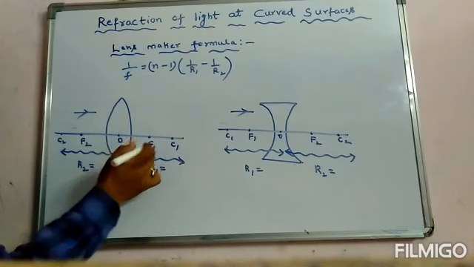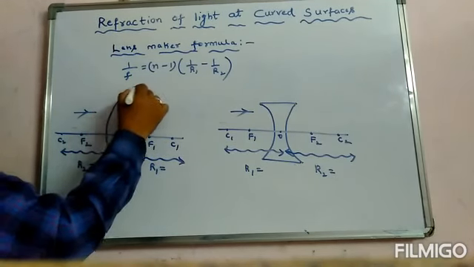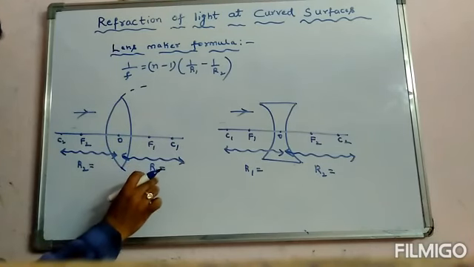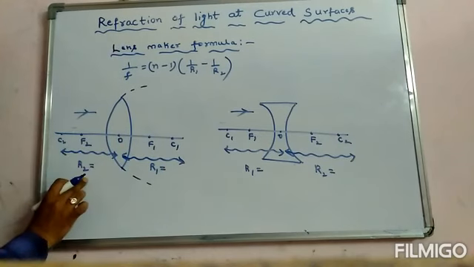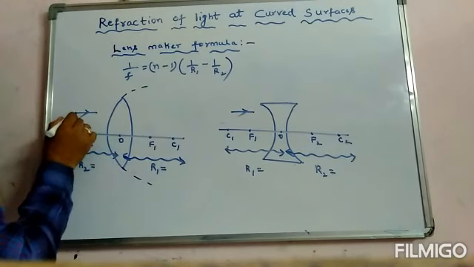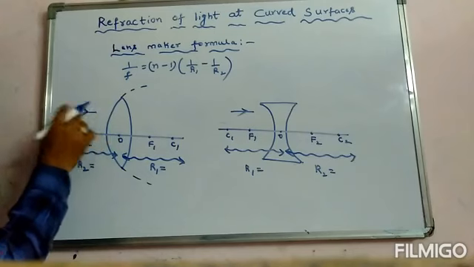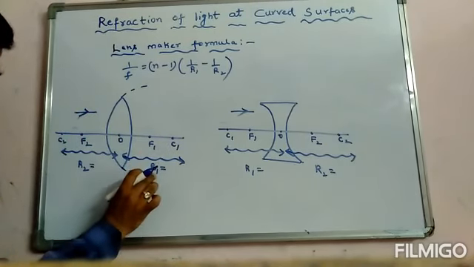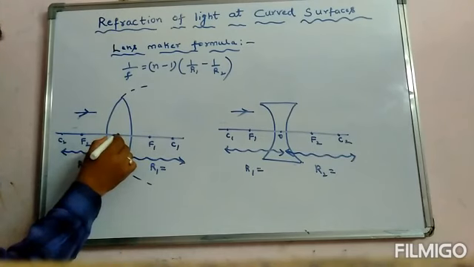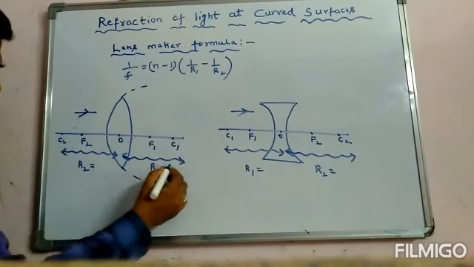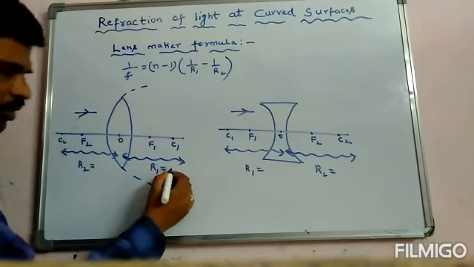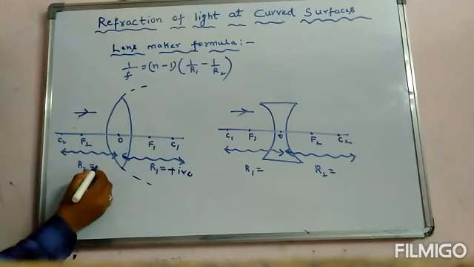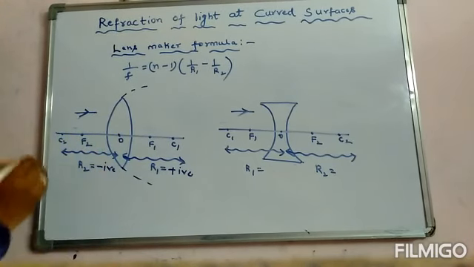For the convex lens, this is the first surface. So F1 and C1 will be here. So R1 will be here, right? And this side will be R2. So if you are measuring in the same direction of the incident ray, that is R1. R1 nothing but distance between optic center and center of curvature. So you are measuring in same direction. So R1 we should take it as positive, and R2 you are measuring in opposite direction. So R2 you should take it as negative.